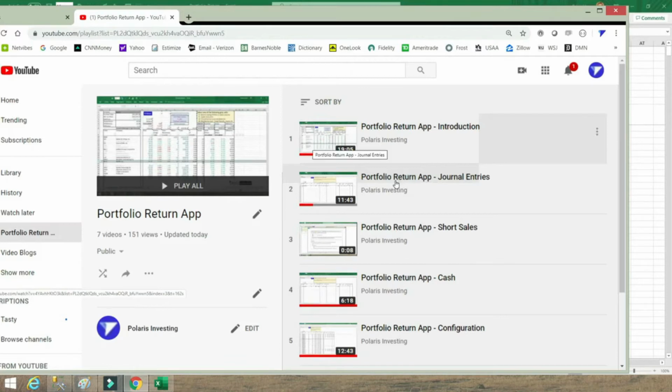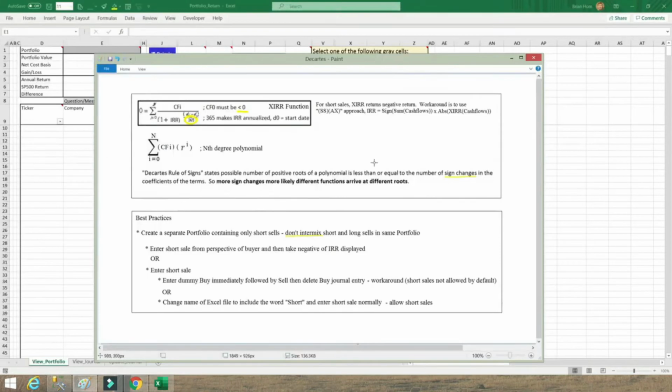There's also mentioned in this video that there is a way to work around that, but it was advised that the block was put in there for good reasons and not to use the workaround. This video will be talking about several ways to enter short sales, of which using the workaround is just one of the ways. Before discussing the different ways to enter short sales, I want to go through a little bit of background on the use of the extended internal rate of return function, which the portfolio return app makes use of.